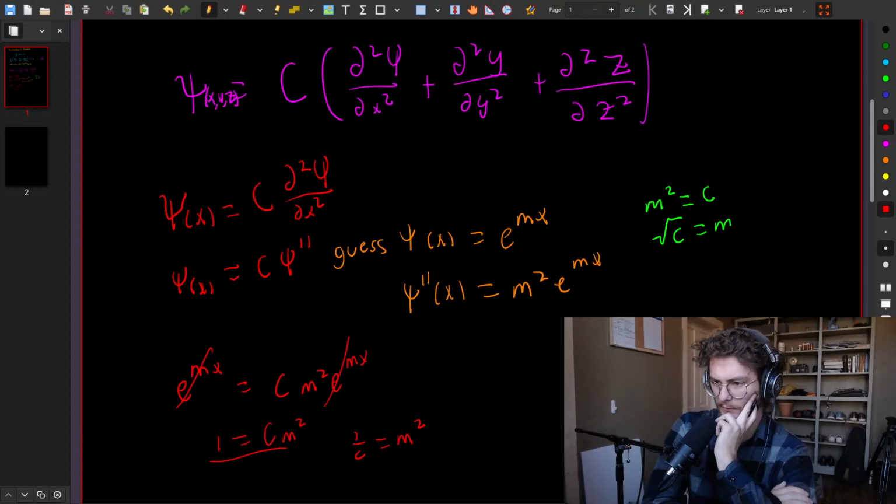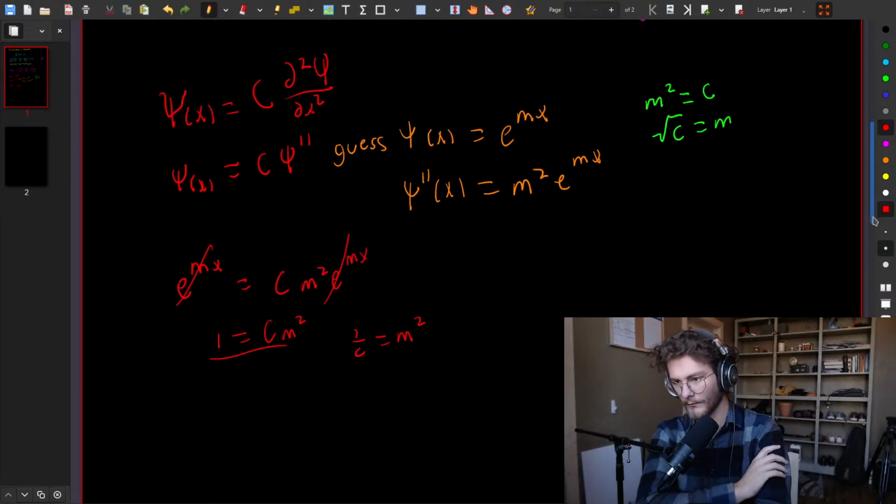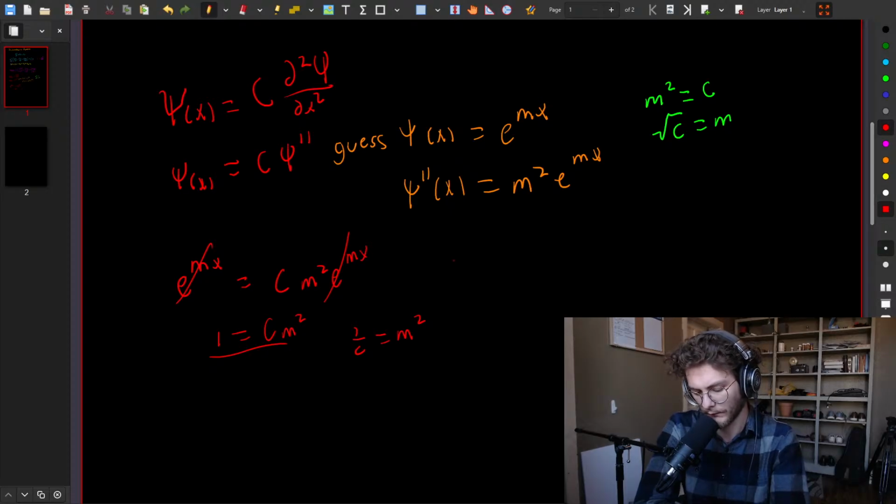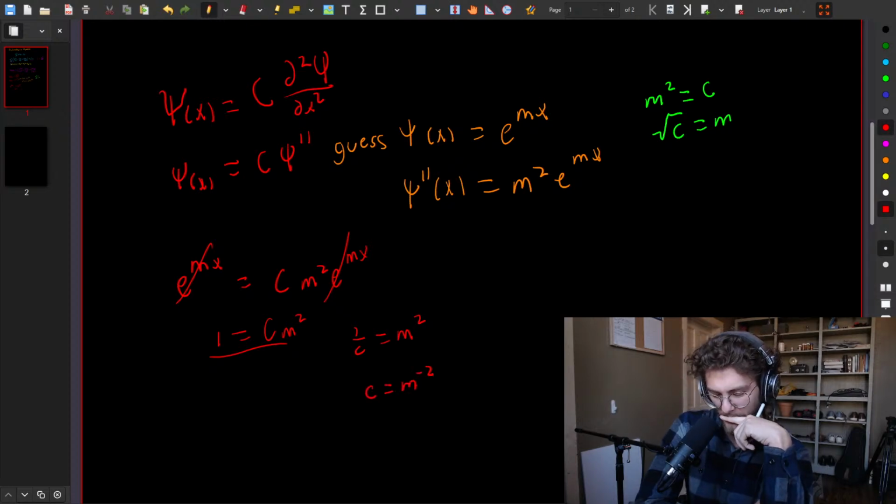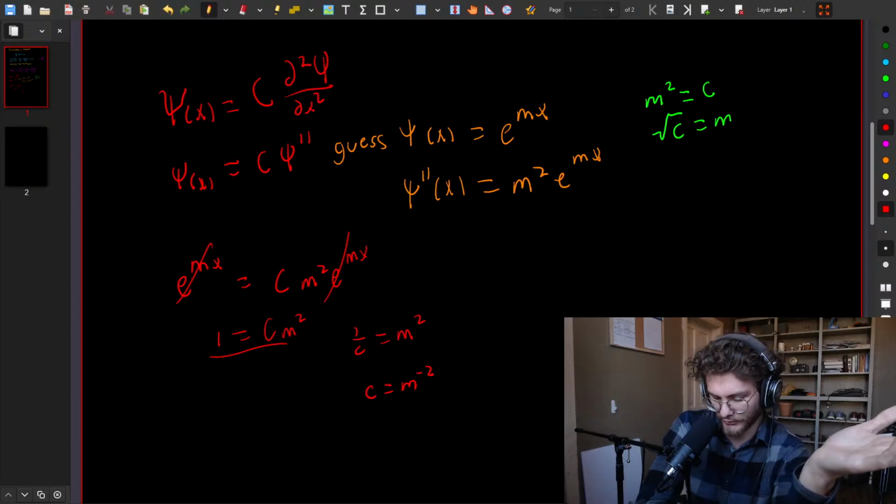So this would be, am I doing something wrong here? Am I doing something weird? Let's see if I'm doing something weird here. So, I mean, yeah, that would be, so then, wait a second. So c equals m to the negative 2. I mean, then that just means e to the mx equals e to the mx if we were to plug that back in, which is true. So, I mean, that works as a solution.